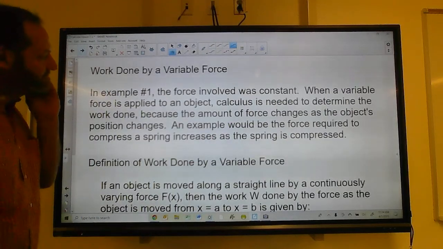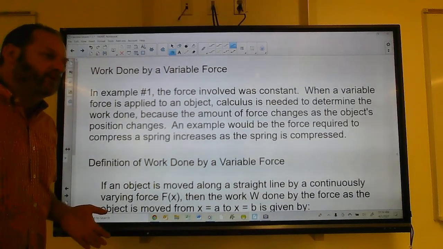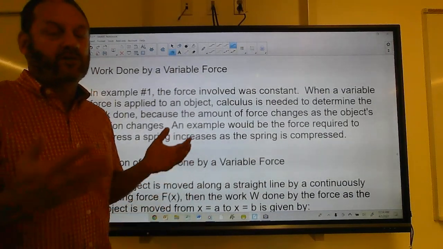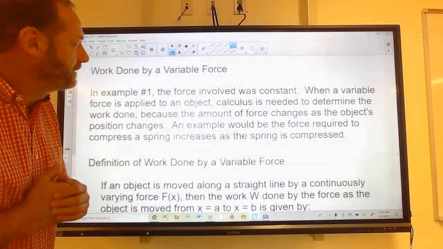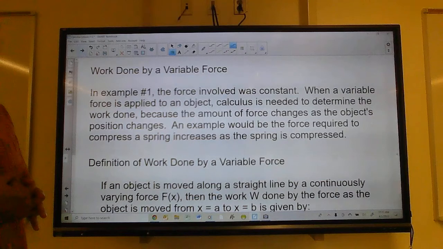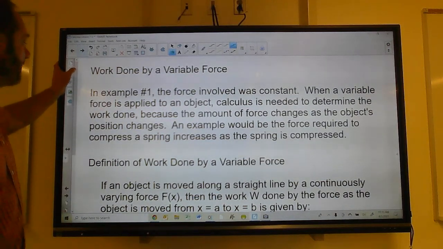All right, now, what about work that's done by a variable force? So the first problem we did was a constant force. It was something that weighed 50 pounds, and we simply moved it 4 feet. Okay? But that's not the way most things are done. So work done by a variable force.